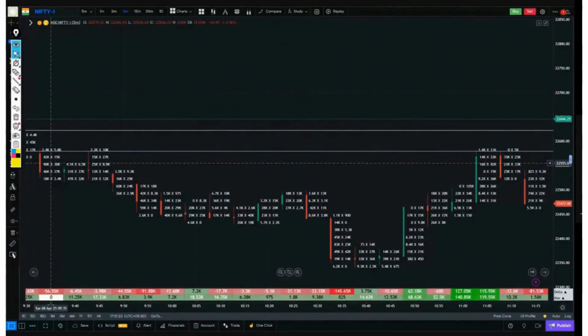This is the after market analysis session where we look at the Nifty and Bank Nifty, the Indian market, after it closes to see what happened, but with the order flow. We try to read the footprints properly.